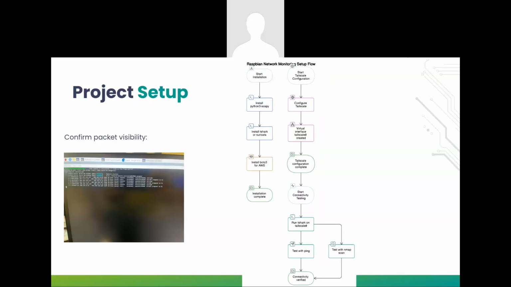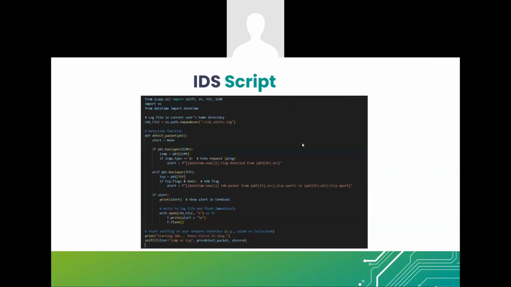The first challenge for me was getting the Pi to even see the traffic. Because Purdue Wi-Fi blocks peer-to-peer traffic, I had to use Tailscale, a mesh VPN, to tunnel traffic from my laptop to the Pi using a virtual interface called tailscale0. To verify the Pi was actually seeing the packets, I used the following command. This confirmed that both ICMP and TCP SYN traffic was arriving. Once that was working, I ran pings and Nmap scans from my laptop and launched the IDS script to start detecting in real time, which we will see in a moment.